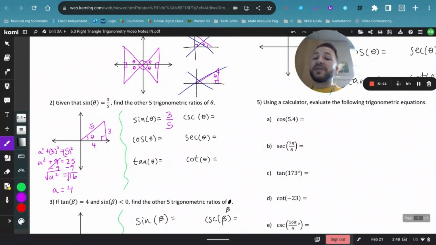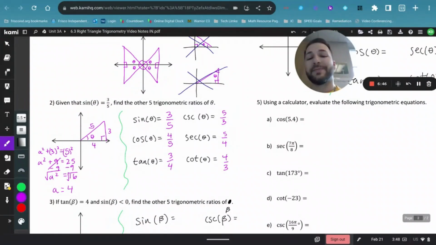So now that I know my sides, I can fill out all of my ratios nice and simple. Cosine is adjacent over hypotenuse, so that would be 4 over 5. Tangent is opposite over adjacent, so that's going to be 3 over 4. And then, yes, you can memorize your ratios. Or if you just know the reciprocal relationship, so sine becomes cosecant, cosine becomes secant, tan becomes cotangent, then you can just take the reciprocals of all the fractions you've already found.